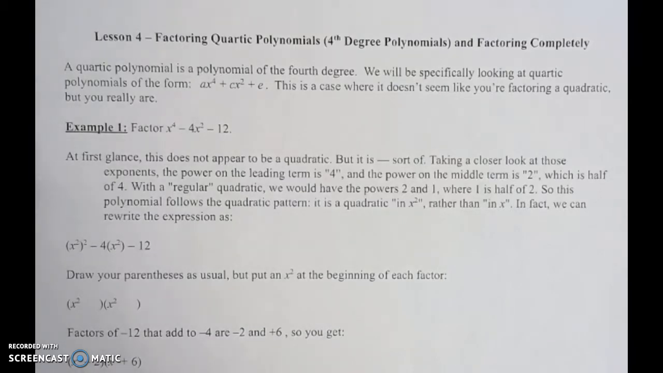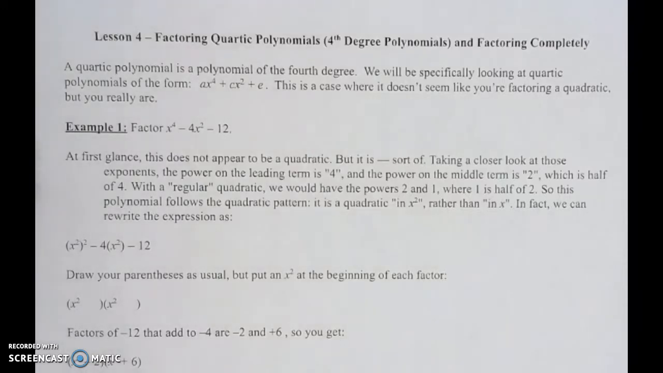Taking a closer look at the exponents, the power on the leading term is 4, the power on the middle term is 2, which is half of 4. With regular quadratics, we would have powers of 2 and 1, where 1 is half of 2. So this polynomial follows the quadratic pattern. It is a quadratic in x squared rather than just in x.